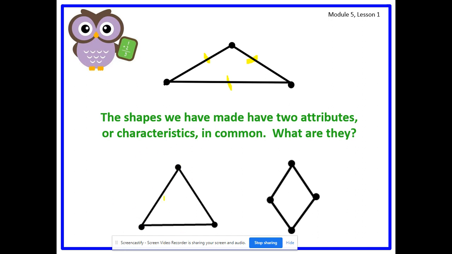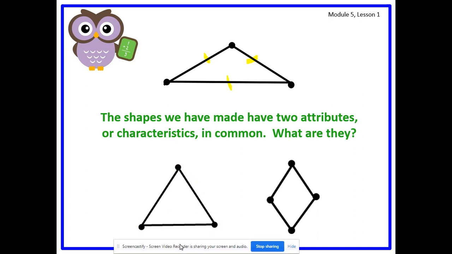Now let me see if you can do this one on your own. What is one of the attributes of this shape right here? How many corners does it have? Get ready. Yes, 3 corners. How many sides does it have? Get ready. Yes, 3 sides. Very good.